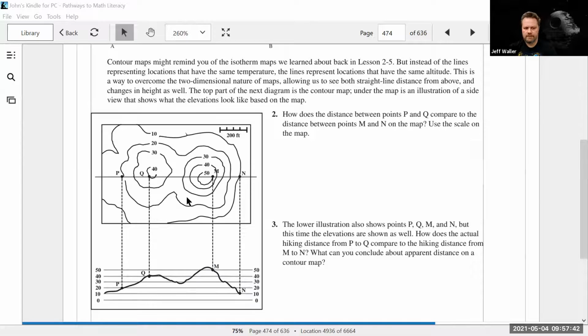So this is really cool. This is from above, and this would be from the side. From above, I'm like, well, that guy went in a straight line and that guy went in a straight line. They both went the same direction. But from the side, I'm like, wow, this person went a lot further.